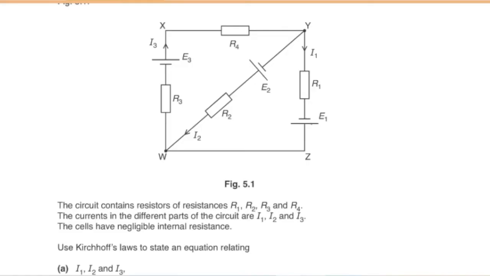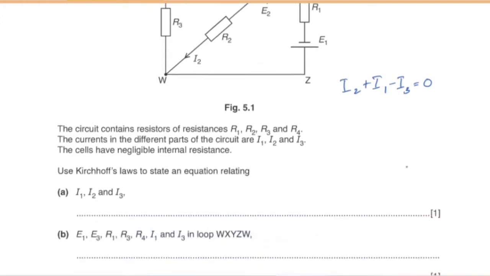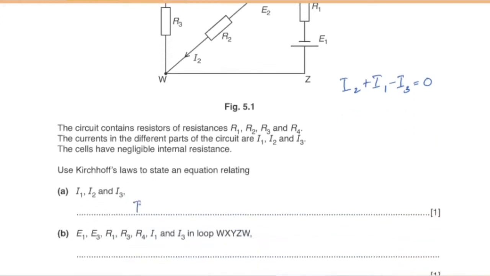Okay, so since E2 and E1 have their positive terminals facing each other, their currents will be carrying a positive charge. So I2 plus I1, and E3 has its negative terminal facing the positive of E2 and E1. So the current across E3, that's I3, is going to carry a negative sign, negative I3, and this all should be equal to 0 because charge must be conserved according to Kirchhoff's first law. So the relationship is I2 plus I1 is equal to I3.